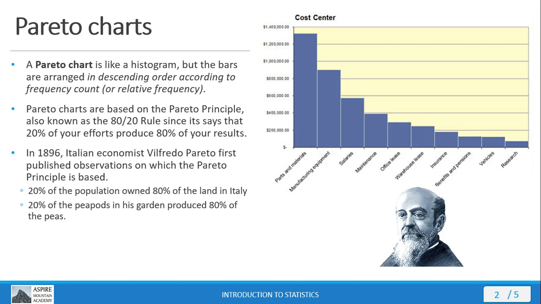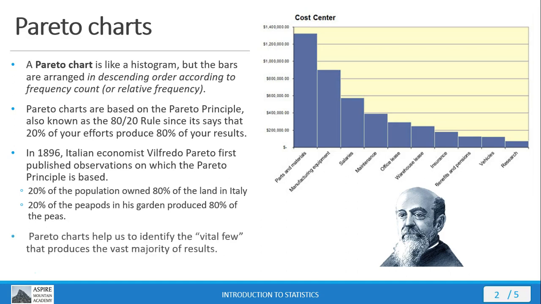What makes the Pareto chart so special is that it helps us to identify the vital few that produces the vast majority of our results, the 20% going in that produces 80% of what's coming out. In this example Pareto chart, you're looking at different spending sources, areas that are costing a particular business money. Management wanted to know how to reduce costs, so someone collected data and made a Pareto chart.